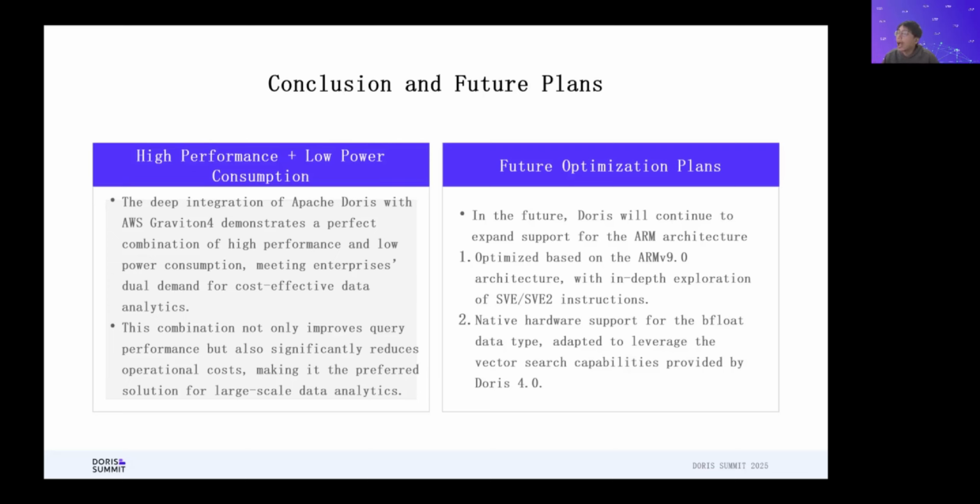Second, we will add native software support for the bfloat data type. This will be adapted to the vector search capability provided by Doris 4.0. The bfloat data type is useful in many AI and machine learning related analysis scenarios. ARM has added native hardware support. It will enable faster processing of data in this format.